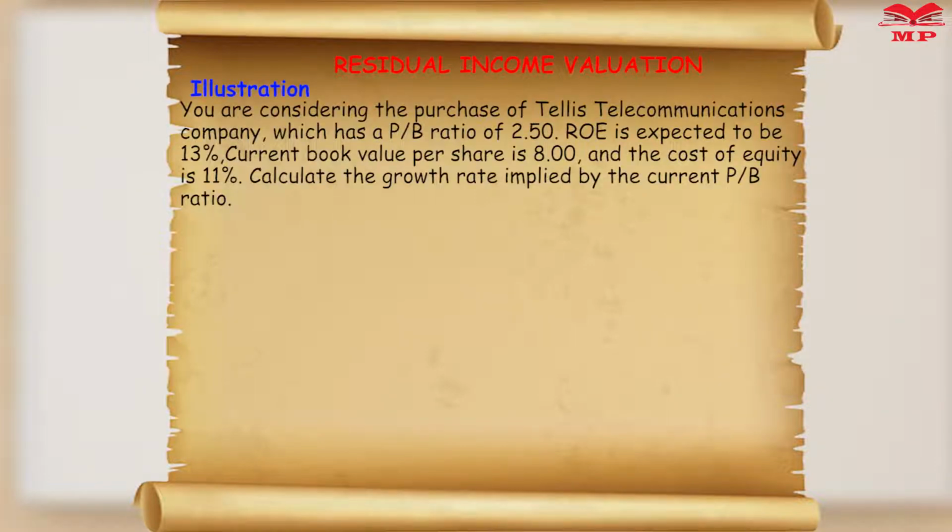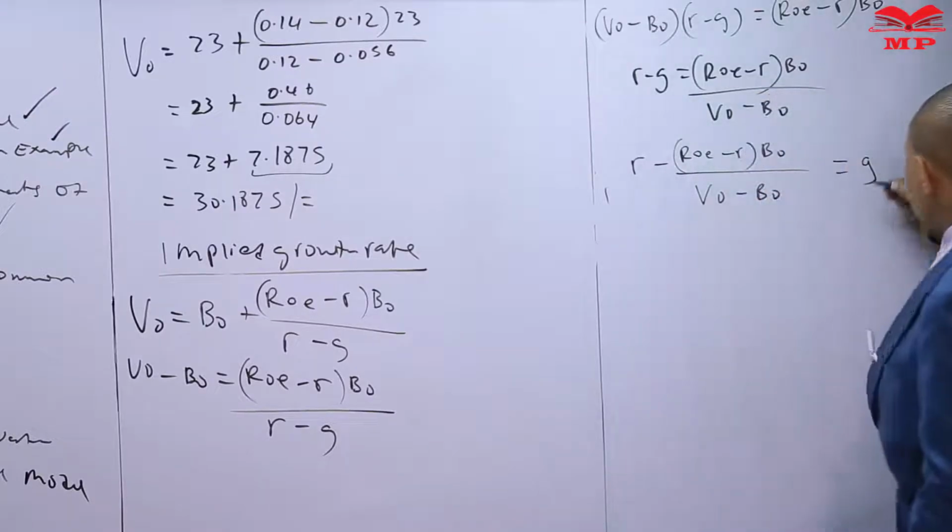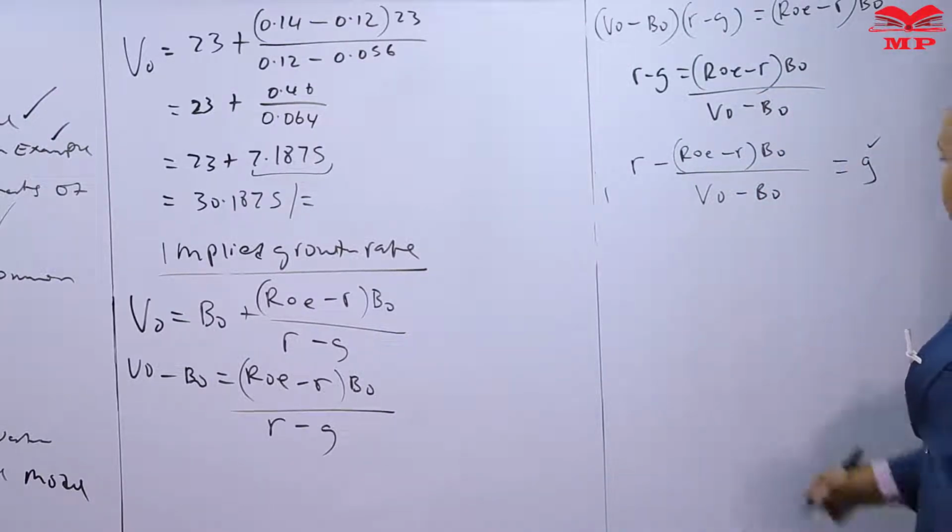You are considering purchasing the Telus telecommunication company, which has a price to book ratio of 2.5. ROE is expected to be 13%. The current book value per share is 8, and the cost of equity is 11%. Calculate the growth rate implied by the current price to book ratio. So we are applying this equation. We are trying to identify the G. Let's see what we have.